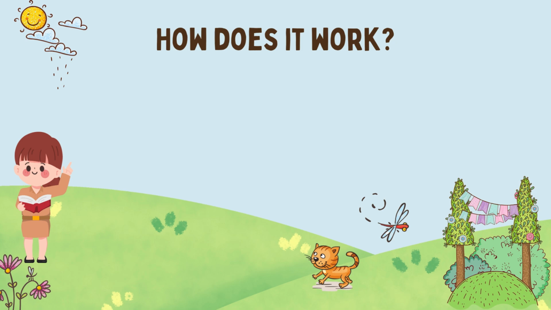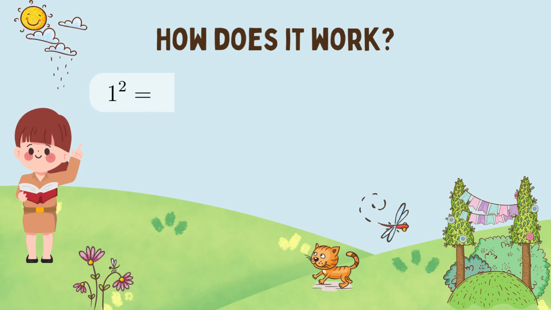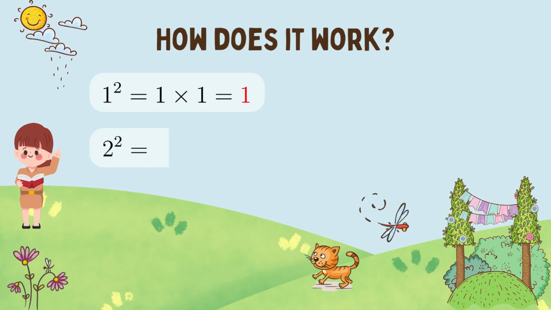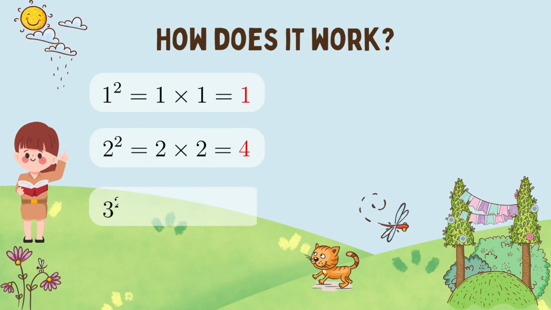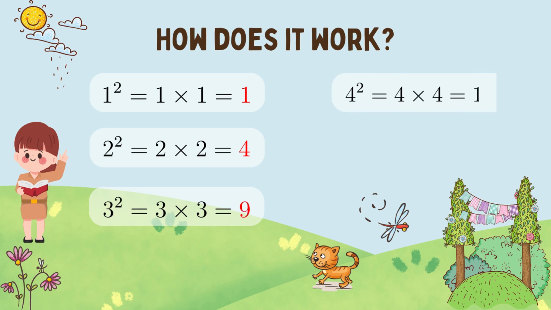First, we need to know the perfect squares of numbers from 1 to 10. 1 squared means 1 times 1, and its value is 1. 2 squared means 2 times 2, and its value is 4. 3 squared means 3 times 3, and its value is 9. 4 squared means 4 times 4, and its value is 16. 5 squared means 5 times 5, and its value is 25.